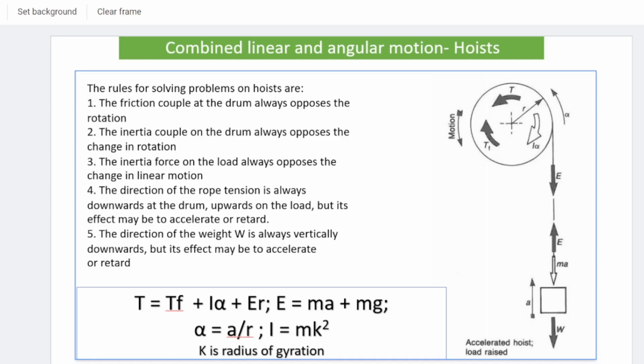Okay, good morning. So I'm going to do this tutorial about combined linear and angular motion in hoists, or in a hoist, or simply we could compare this one to a pulley. If you have here a hoist, actually this is related also to the laboratory activity that I had uploaded already, the moment of inertia on the flywheel.